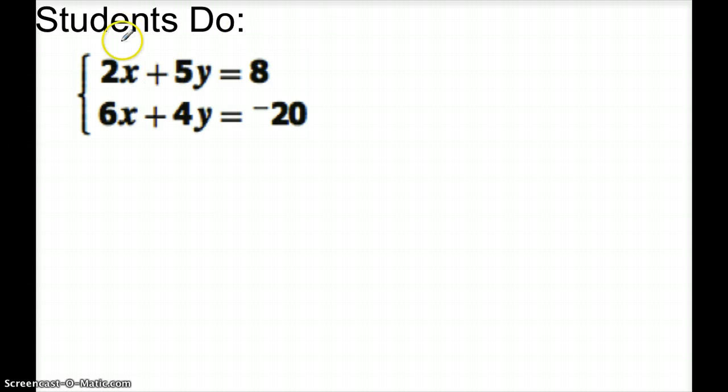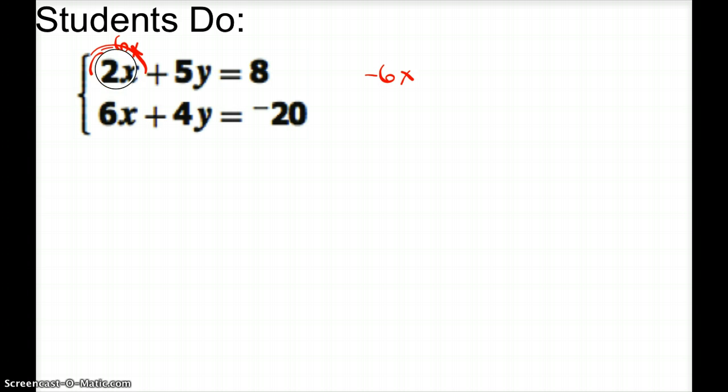Now, if this 2 right here, if I could change this into a -6x, that would be great. Because I cannot change this 5 into a 4. I can't change this 4 into a 5. And changing a 6 into a 2 will be kind of difficult. So I'm going to change this 2 and make it into a 6. I need to change this into a -6x.